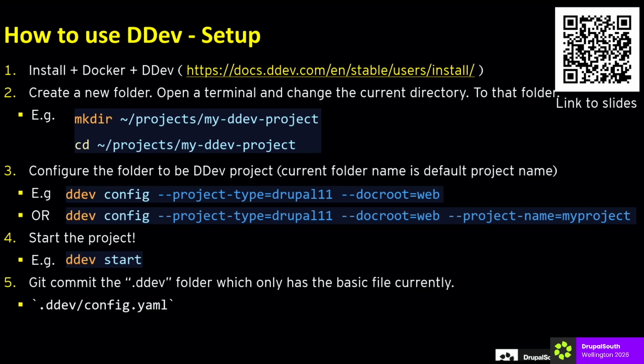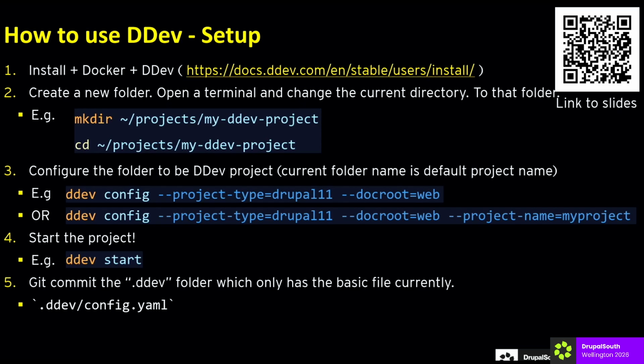You just create your folder, then you run the ddev config command with your project type and your document root. By default, it will take the folder name as the project name, but you can override that if you're running multiple projects of the same name for some reason in different parent folders, then you might want to use the project name. But that's what that is. If you're wondering where the project name is, cool. And then you run start, and then it spins up all the containers.